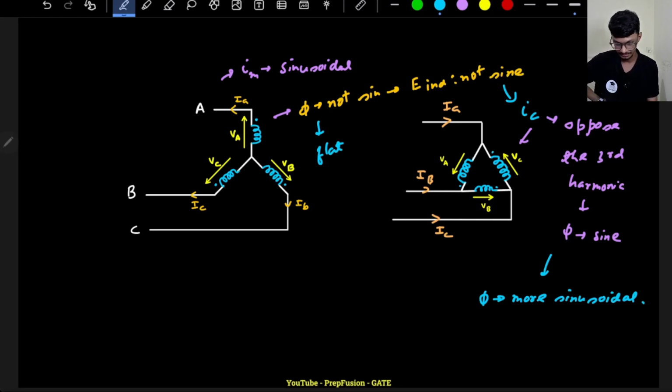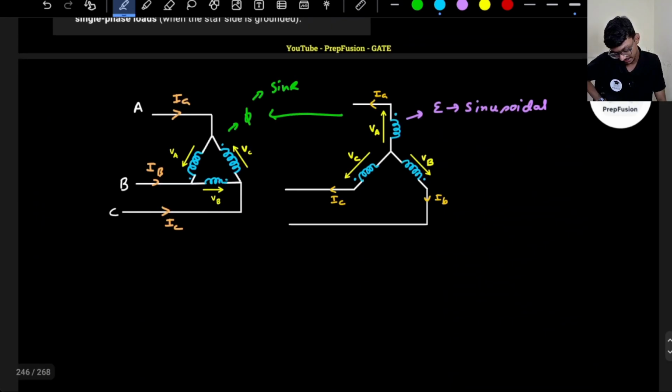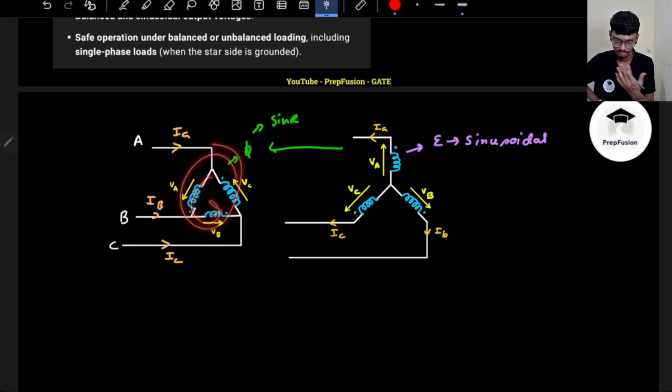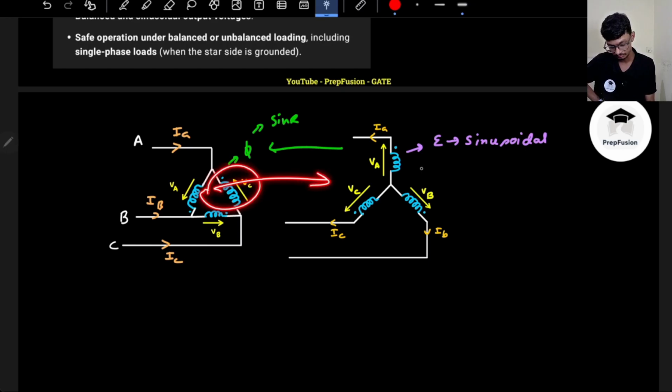I hope you have discussed these very basic things. Now you can do the self analysis. If I assume that my voltage is not purely sinusoidal, then third harmonic circulating current will flow. Due to that, it will oppose the third harmonic component. So automatically flux will become sinusoidal. If flux is becoming sinusoidal, then the secondary also will be purely sinusoidal. You can do the same analysis.